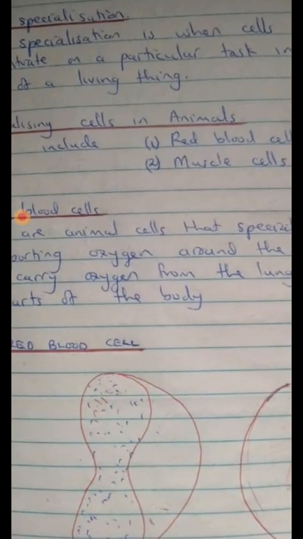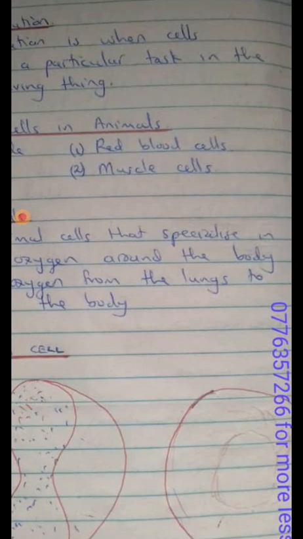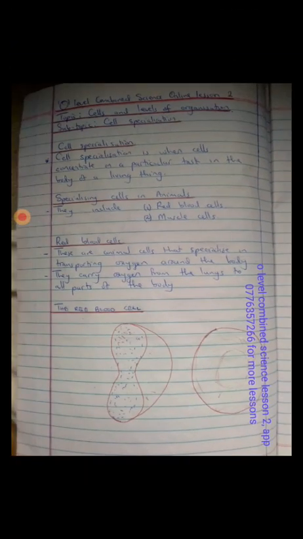And you are going to see that we have got specializing cells in animals as well as specializing cells in plants. For specializing cells in animals, we have got red blood cells and muscle cells. You should know that cell specialization is when cells are doing a specific task in the body of a living thing.